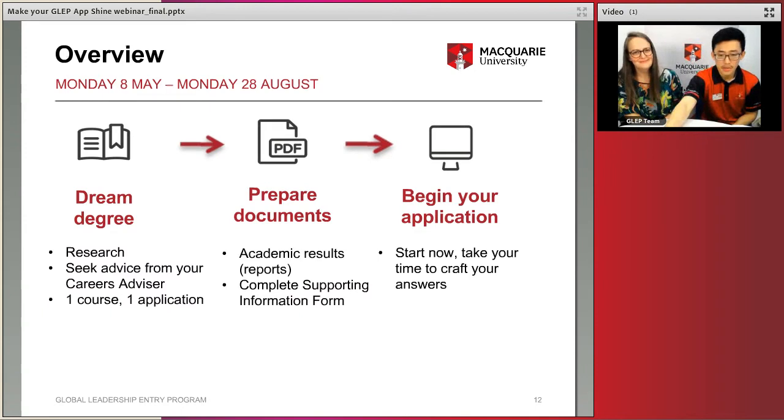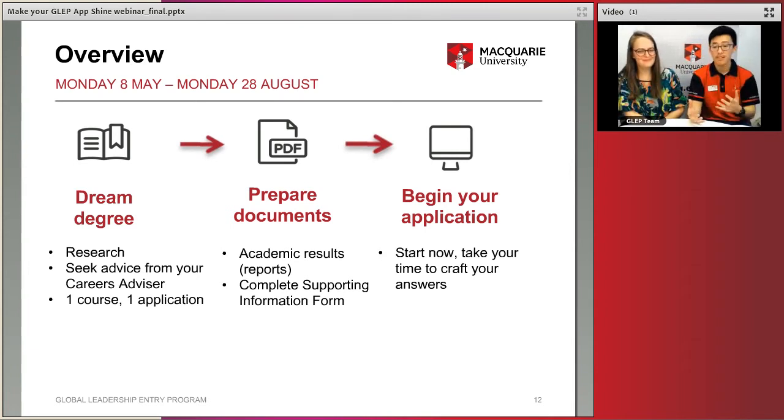And so now we've talked about the program, we might jump back into the Global Leadership Entry Program application process. So just to note that the applications are now open and they close on the 28th of August. So it's probably a good time to start looking into your dream degree. So do some background research, ask your careers advisor, your teachers, your parents, siblings, friends, about what areas you think might interest you, as well as what they think you could thrive in at university.